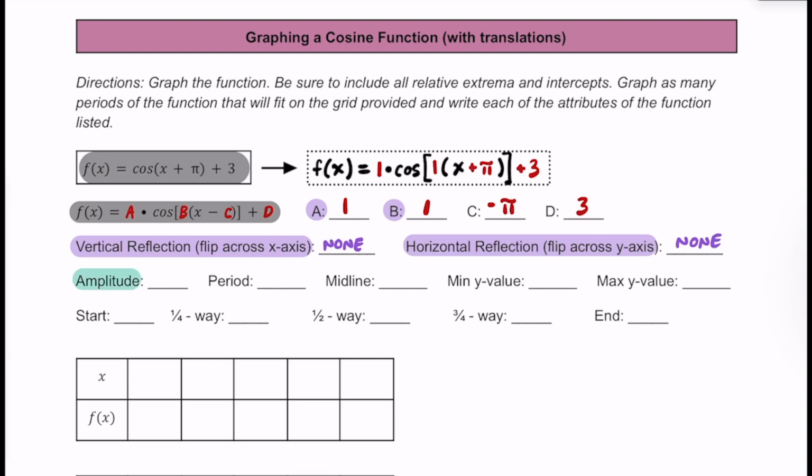Alrighty, for the amplitude, that is dependent on the value of a. It's actually the absolute value of a, because sometimes a could be negative, but the amplitude is going to be dependent on this a value. In this case, it's just going to equal 1, so our amplitude is 1.